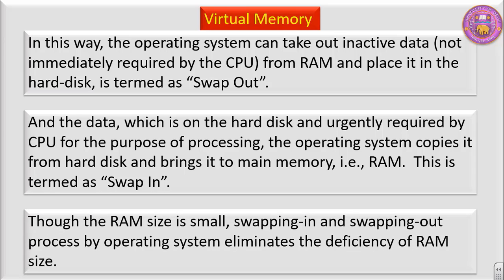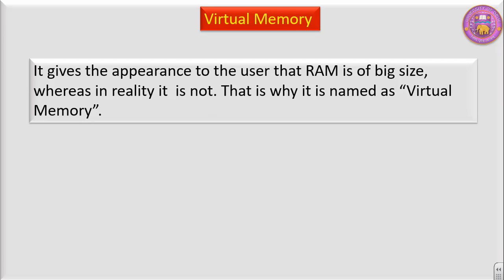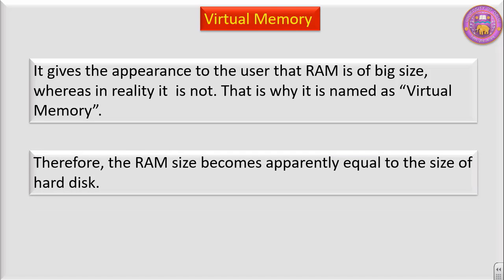Though the RAM size is small, the swapping in and swapping out process by the operating system eliminates the deficiency of RAM size. It gives the appearance to the user that RAM is of big size, whereas in reality it is not. That is why it is named virtual memory. Therefore, the RAM size becomes apparently equal to the size of hard disk.